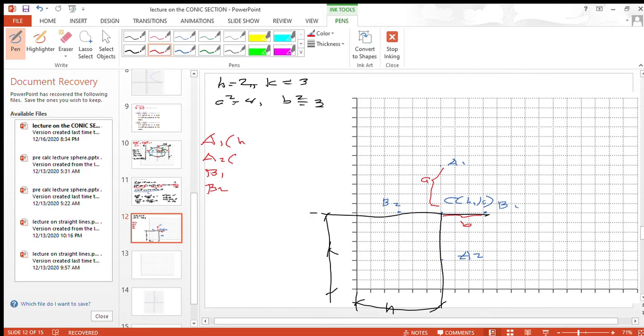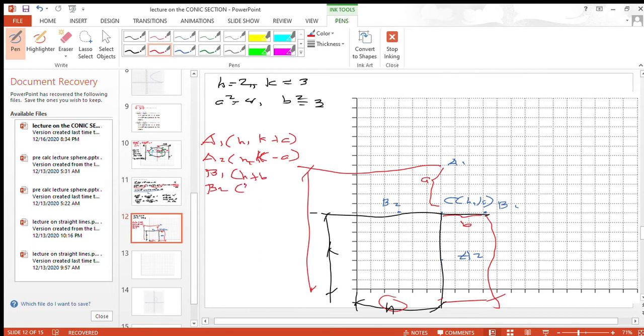So, H and H. But for the ordinate, this will now be the ordinate of A1, which will be K plus A. That's K plus A. This is below, so this is K minus A. For B1, the abscissa will be this part here, which will be H plus this, which is B. Abscissa is H plus B. B2 is to the left, so this is H minus B. Ordinate will be K, K also.